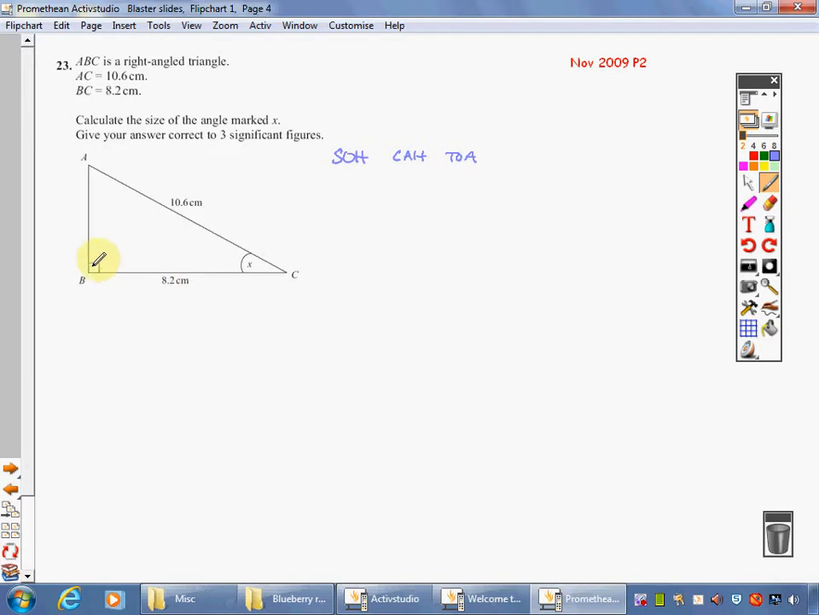Okay, label it up. Opposite the right angle, H. Opposite the angle there, A. Got that wrong. O. That must be A. Okay. Tick off what I've got. I've got the H.